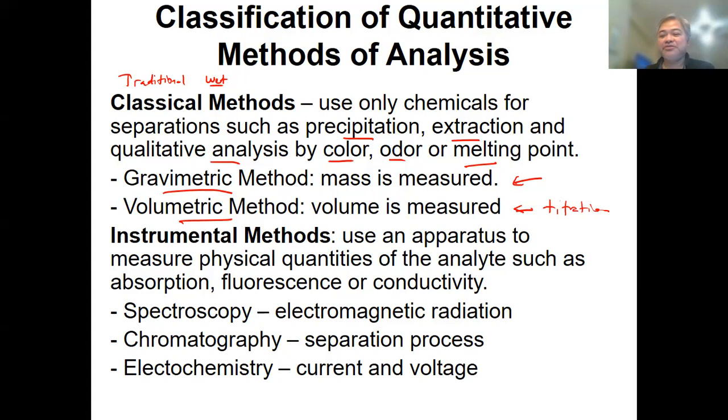So what you're going to do here of this type is to learn the so-called instrumental method. Yan yung nagsasabi nating modern method. So here you use an apparatus or what we call instrument. Don't ever use the word machine, right? So in instrumental method, you use an apparatus to measure the physical quantities of the analyte, such as absorption, fluorescence, and conductivity.